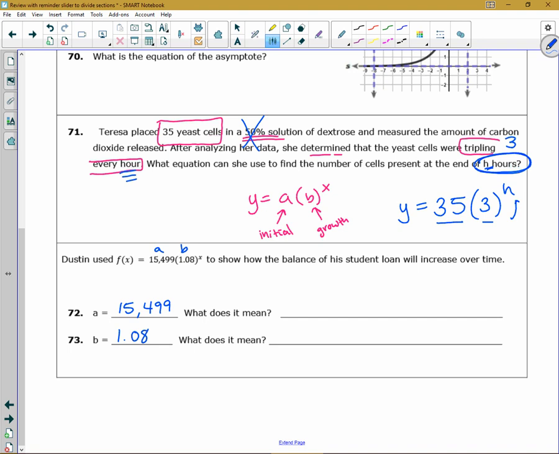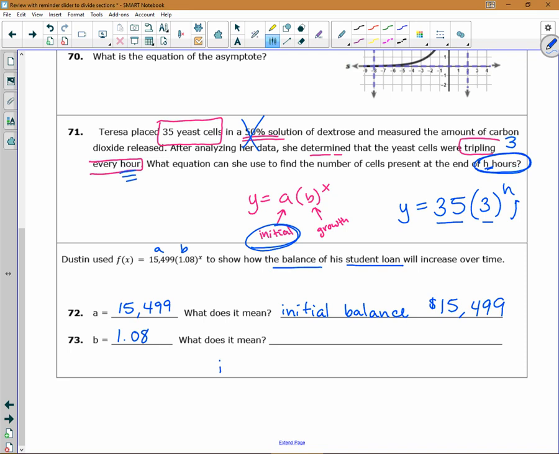Now, we know A, again, is my initial value. So if I'm looking at the balance of his student loan, that means his initial balance or initial amount is $15,499. Now the 1.08, that is looking at the percent increase or percent decrease. So would this be increasing every time or decreasing every time? It's going to be increasing.